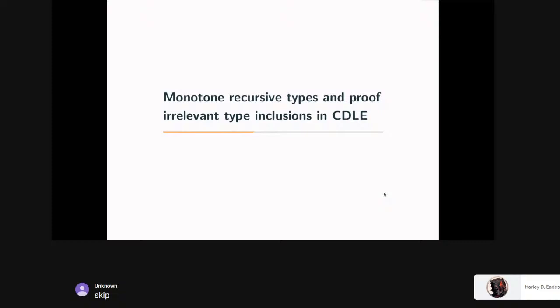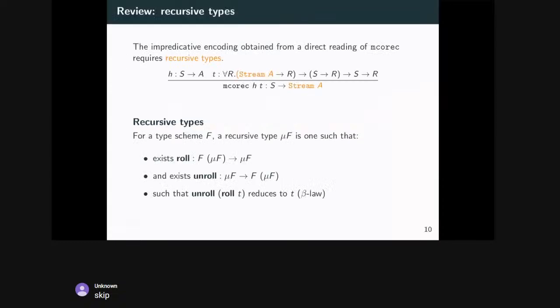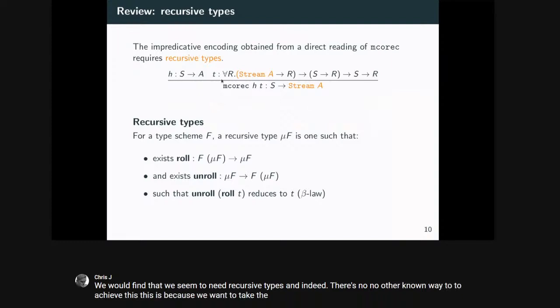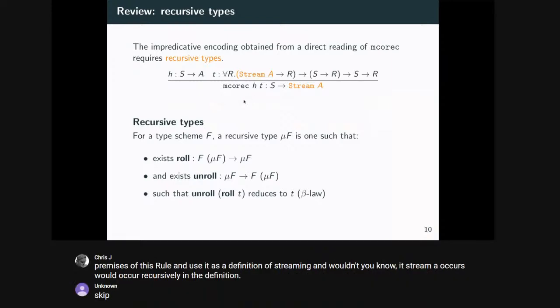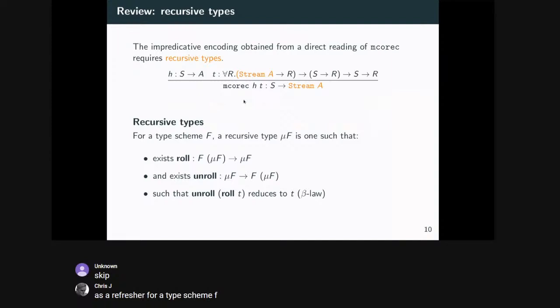All right, so now let's take a look at how this is achieved using monotone recursive types and proof-irrelevant type inclusions. If we were to try to read an impredicative encoding off of the rules governing the Mendler style primitive co-recursor combinator, we would find that we seem to need recursive types, and indeed there's no other known way to achieve this. This is because we want to take the types of the terms occurring in the premises of this rule and use it as a definition of stream A, and wouldn't you know it, stream A would occur recursively in the definition.